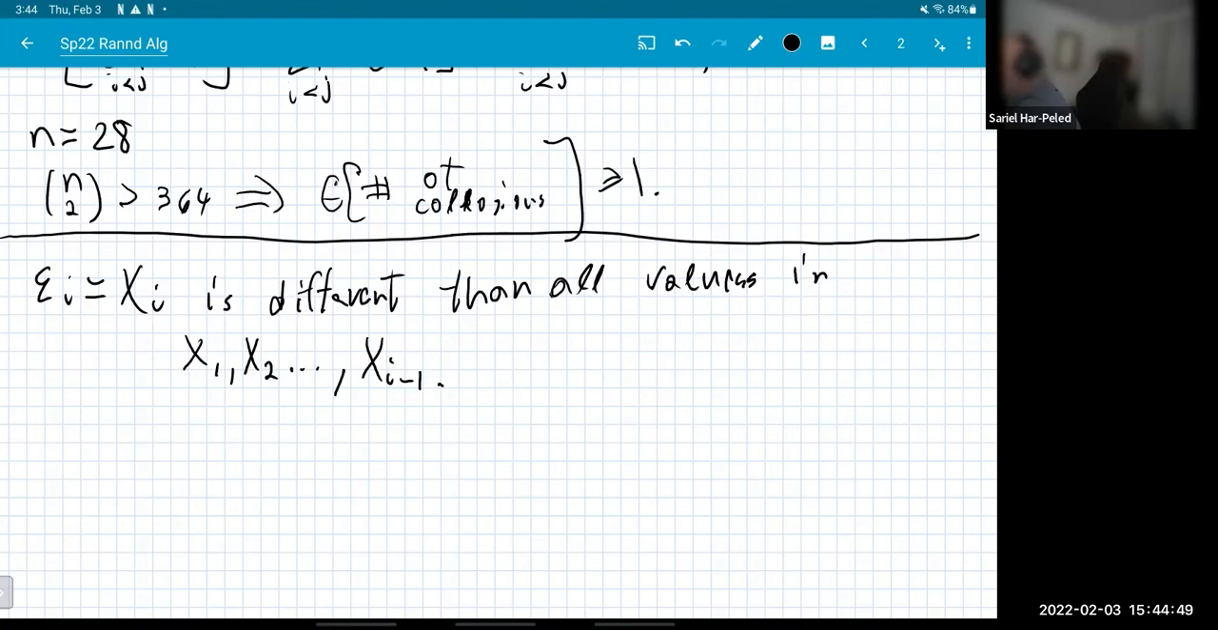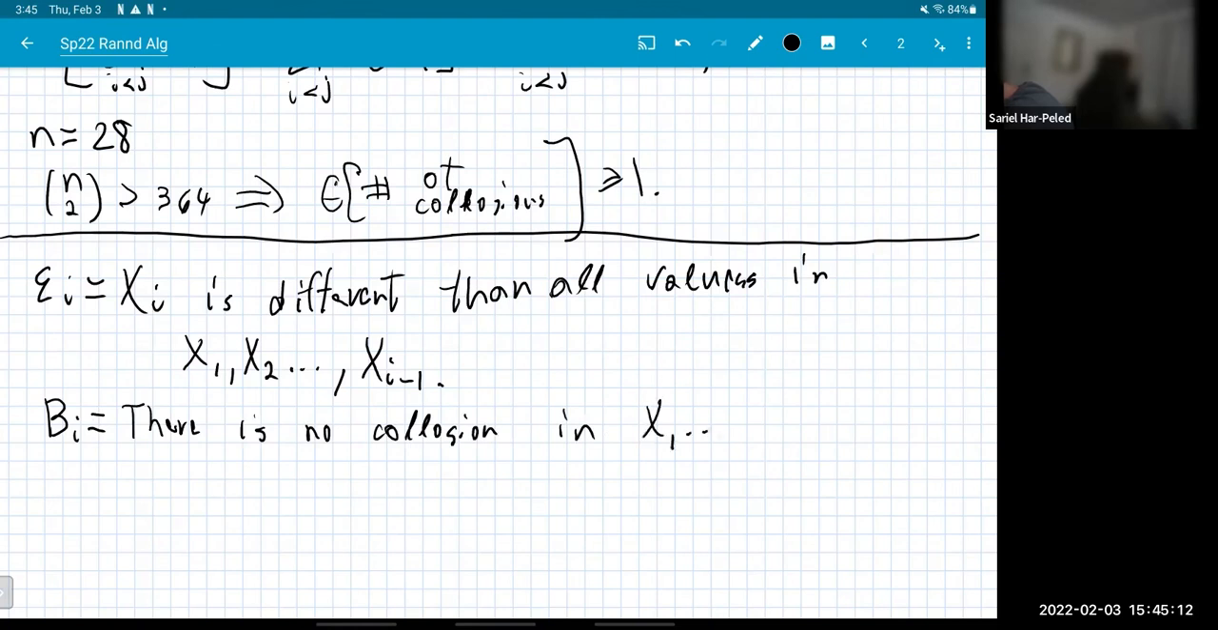Now, the problem is that bounding this event is going to be difficult. So we're going to look at a different event. Bi is going to be the event that there is no collision. So Bi is the event that for x1 to xi there is no collision, namely they are all distinct.